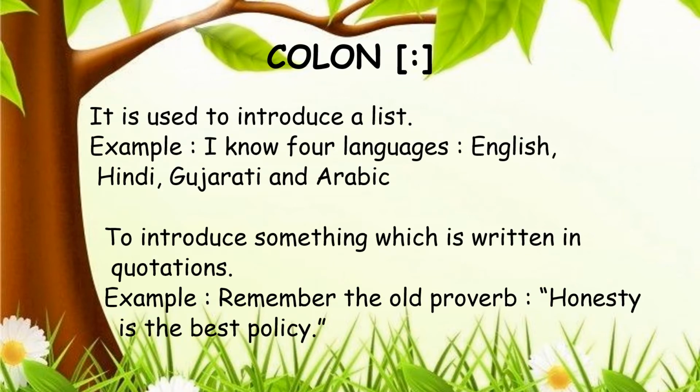The next punctuation is colon, which is two dots. It is used to introduce a list. Now, when we are putting punctuation inside the list, we will use a comma. But when you want to begin a list, then you will use a colon. For example, I know 4 languages. Now that is a normal sentence. But if you want to give which are the 4 languages, then you will begin with a colon. After that, you will give the languages: English, Hindi, Gujarati and Arabic.